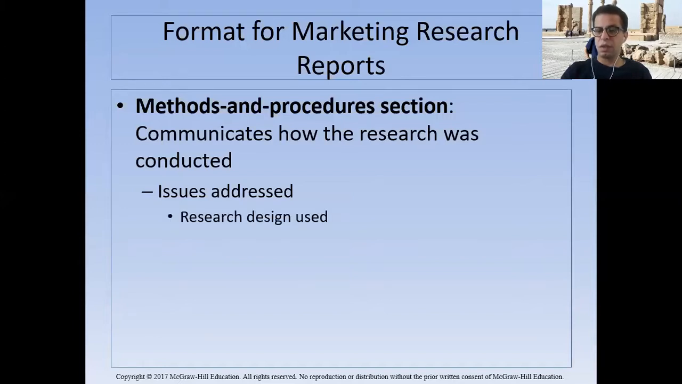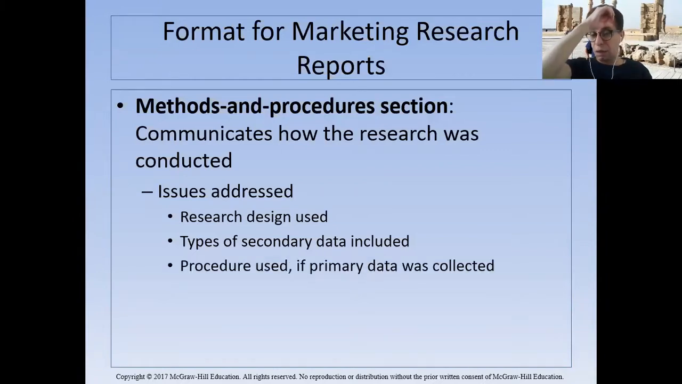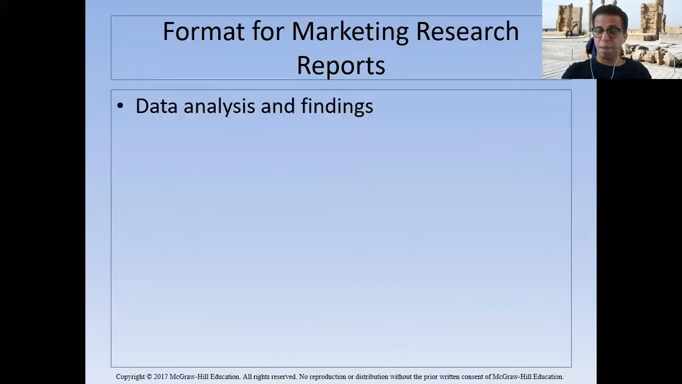issues addressed, research design and use, types of secondary data that included. So what kind of research did you find in this case? If there is a primary data, then you do the primary data. If there is none, you just try to use the secondary data as a primary data, and sample processes if there is a primary data.